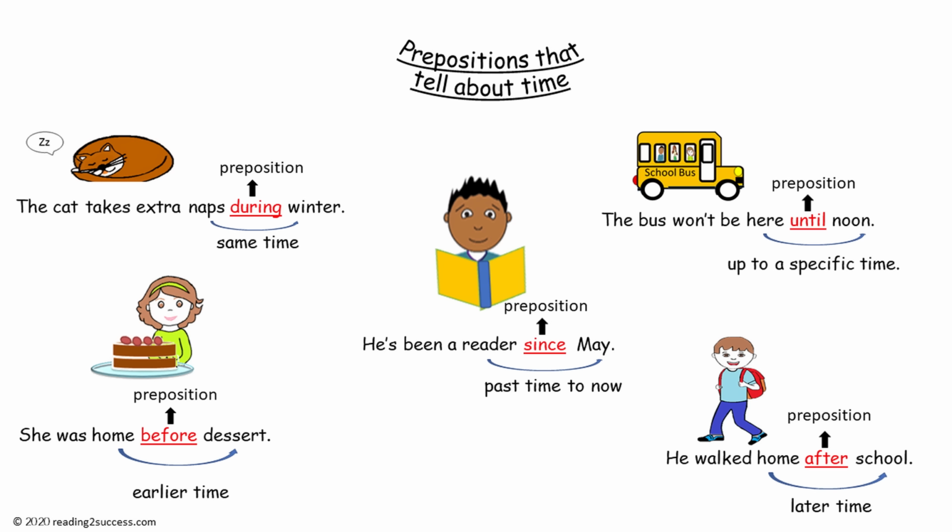Our next sentence is, the bus won't be here until noon. Until is the preposition, and it connects noon and here. So it shows up to a specific time. And our last one is, he walked home after school. After is the preposition. It connects school with home, and it shows a later time.